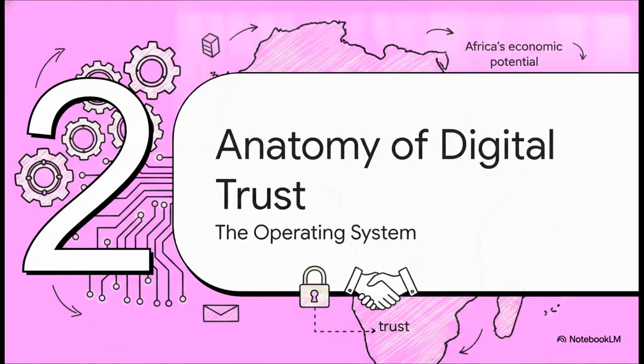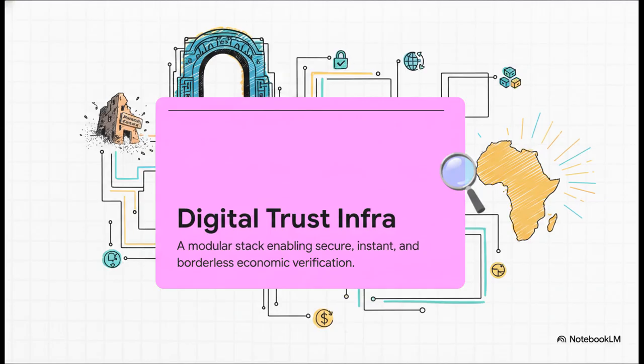Okay, moving to Section 2, the anatomy of digital trust. So what is the fix? Enter Digital Trust Infrastructure, or DTI. Now, I want to be really clear here. DTI is not just software. It's the fundamental architecture of modern economic sovereignty.